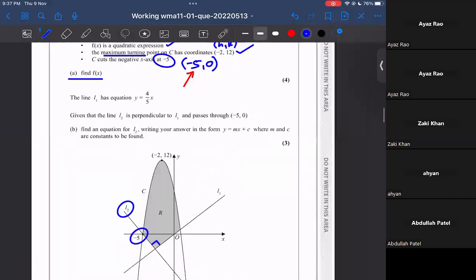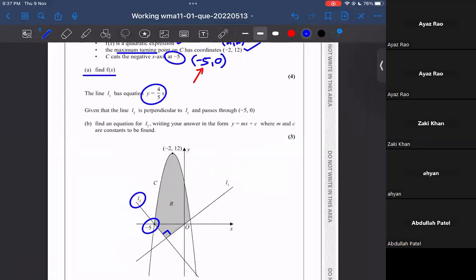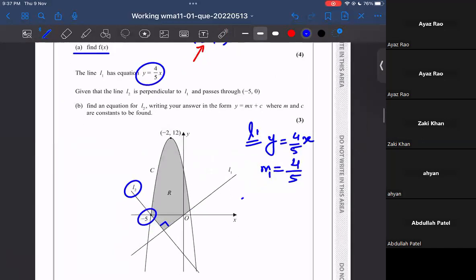So do we know the equation of the line L1? Yes, we know the equation of the line L1. Let me show a bit of working here so the diagram is alongside. y equals 4 by 5 x. So the gradient of line L1 is going to be 4 by 5, the coefficient of x. What will be the gradient of line L2? Minus 5 by 4. Negative reciprocal.